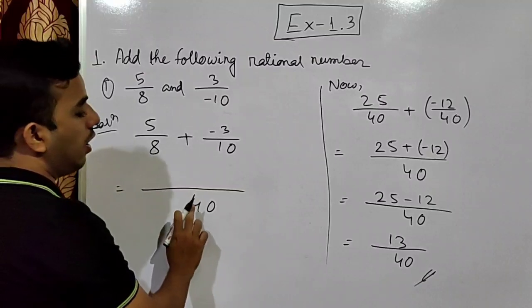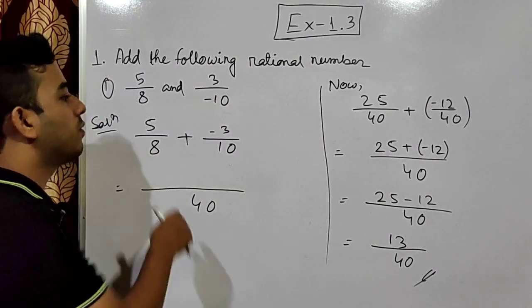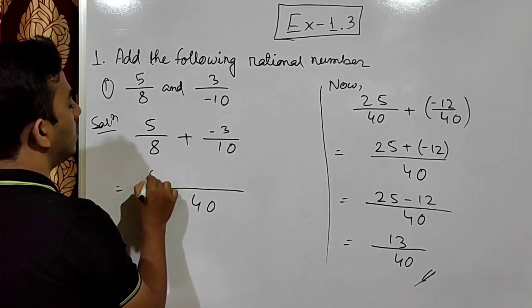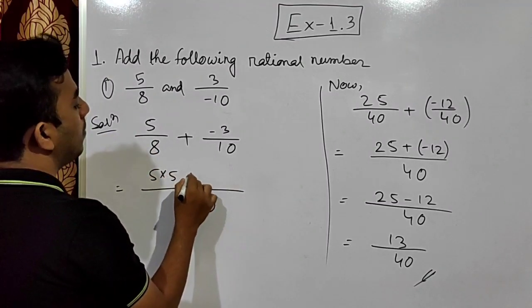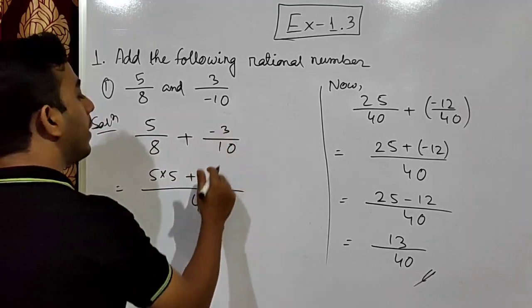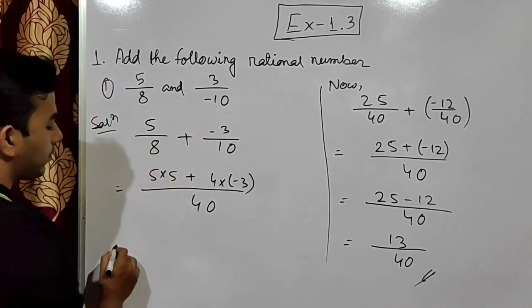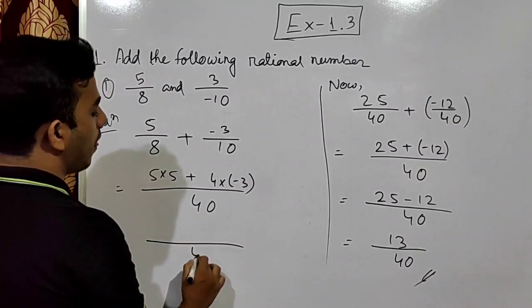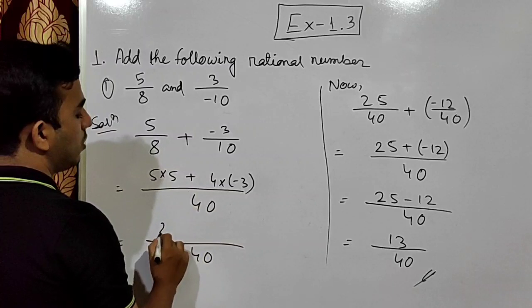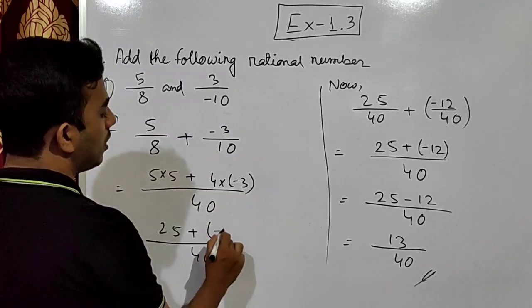Now 40 divided by 8 is how much? 40 divided by 8 is 5. So 5 into 5. Then plus, 40 divided by 10 is how much? 4. So 4 into minus 3. 5 into 5 is 25, plus 4 into minus 3 is what? Minus 12.